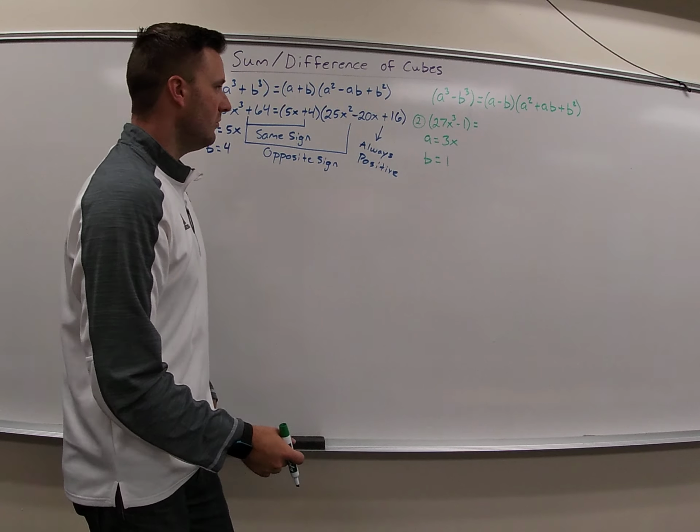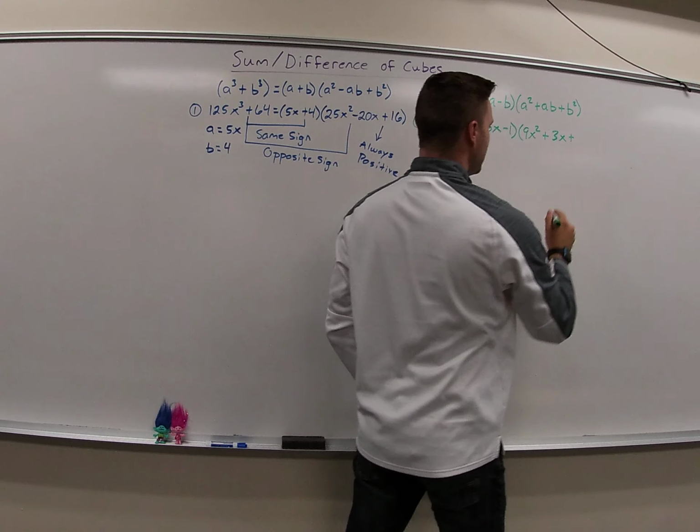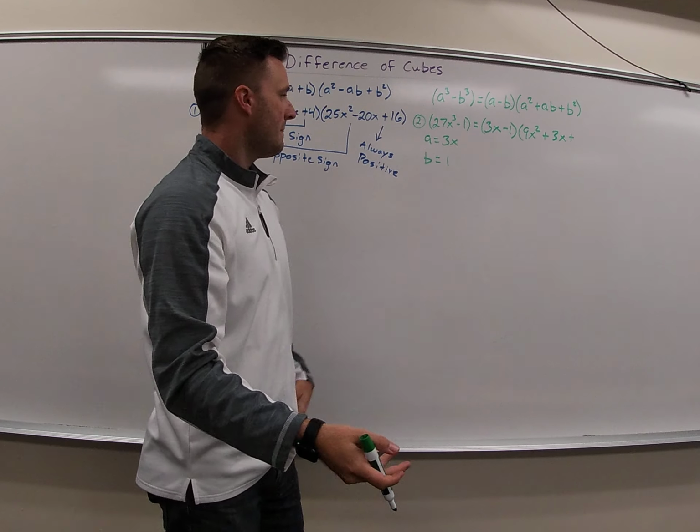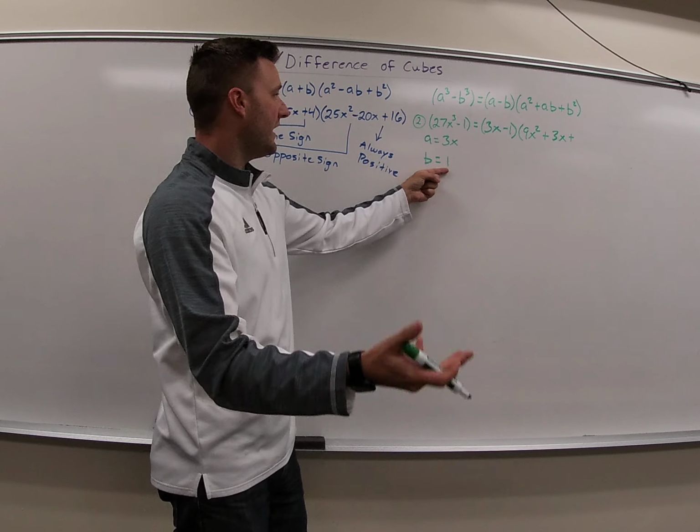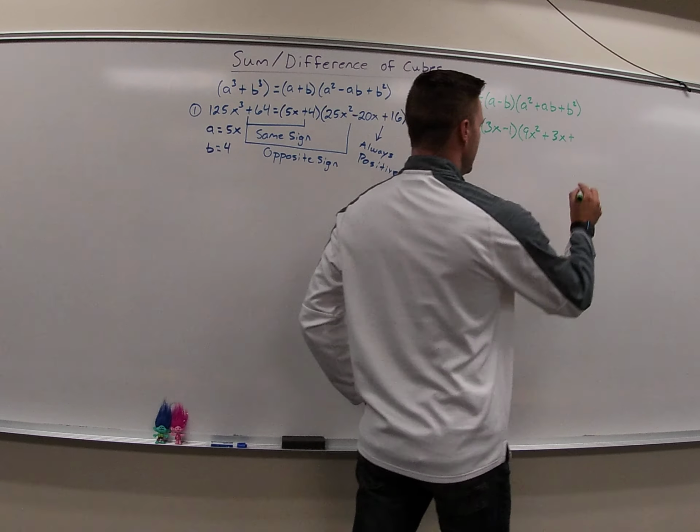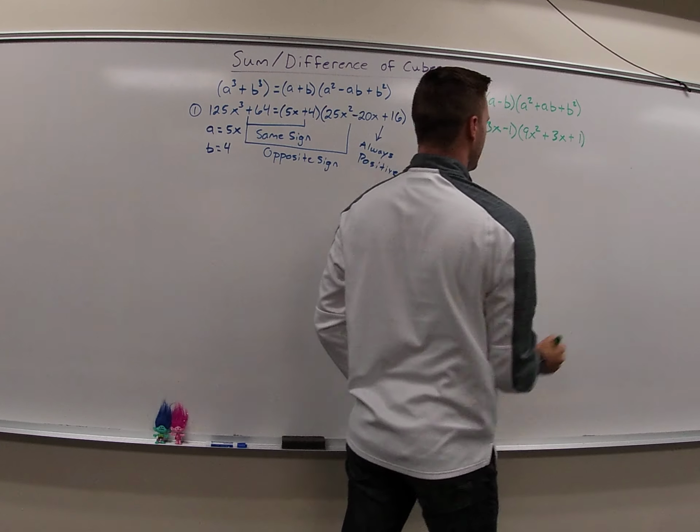So we're going to square our first term. 3x times 3x is 9x squared. And then plus A times B. Well, 3x times 1 is just 3x. And then our last term is always positive. So 1 squared, or 1 times 1, is 1. So this is a positive 1.